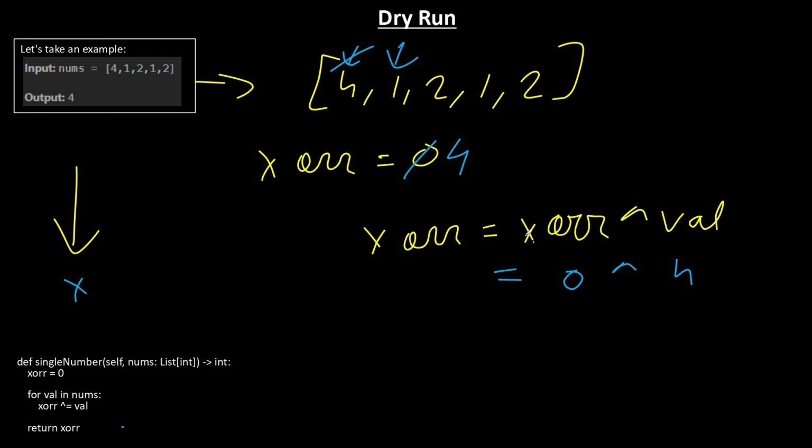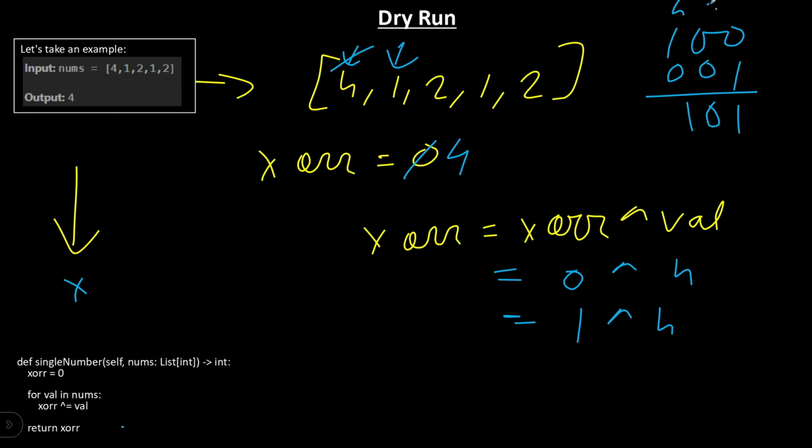Now we came to 1. 4 was done. Now we are at 1, so now XOR value is 4, and 4 XOR 1. Let's do the XOR of those. 4 is represented this way and 1 is represented this way. So it will give me 1, 0, 1. And 1, 0, 1 is 4 plus 1, it's 5. So the XOR value is 5 now.